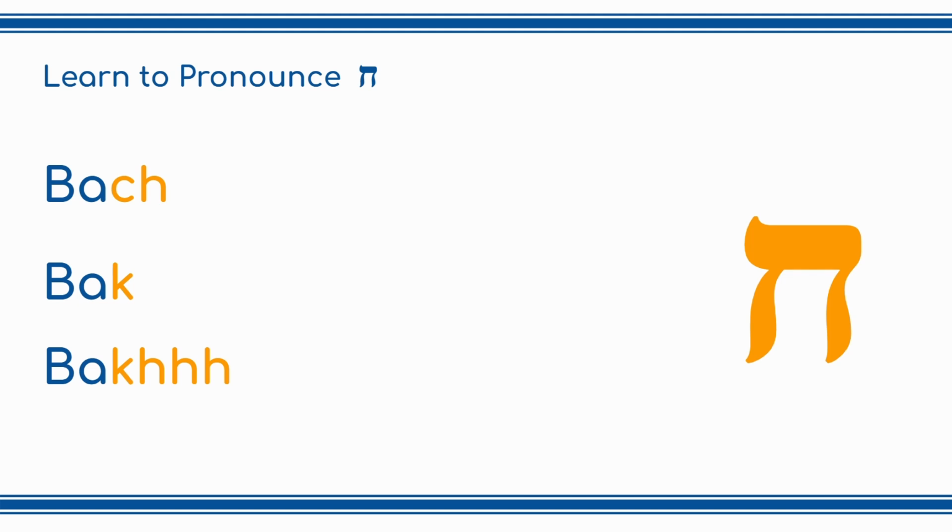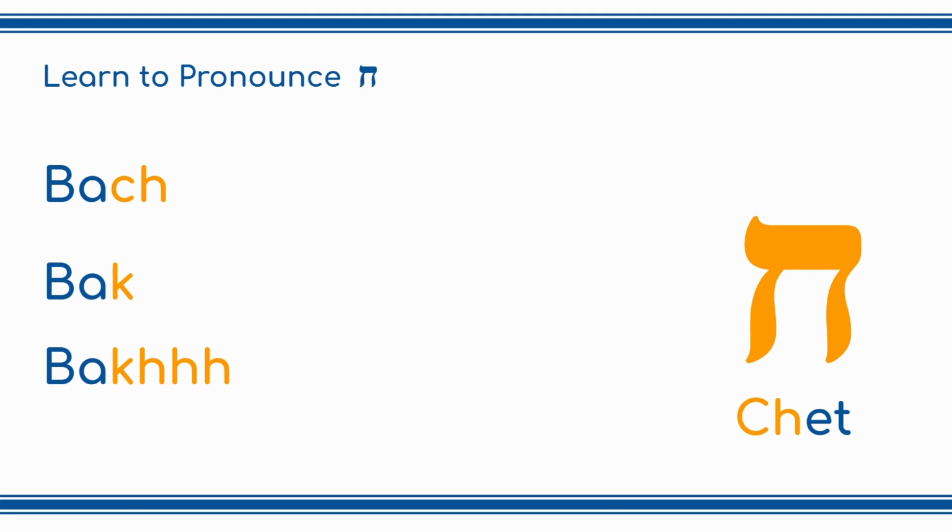So after you are able to isolate the sound at the end of Bach, try to say the name of the letter, which is Chet. Chet. So now instead of getting the sound at the end of the name of Bach, now you're going to try and do it before the name of this letter. So you're going to try and get the sound and say Chet, Chet.